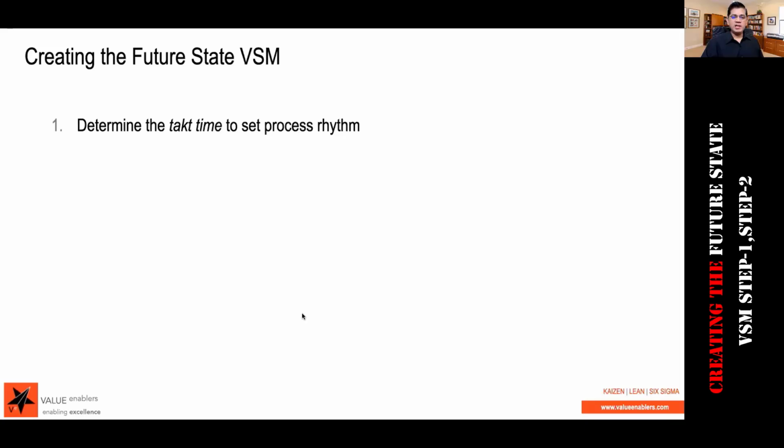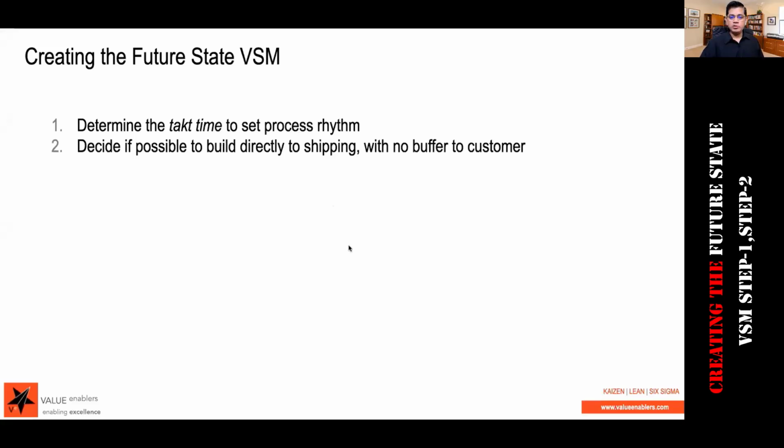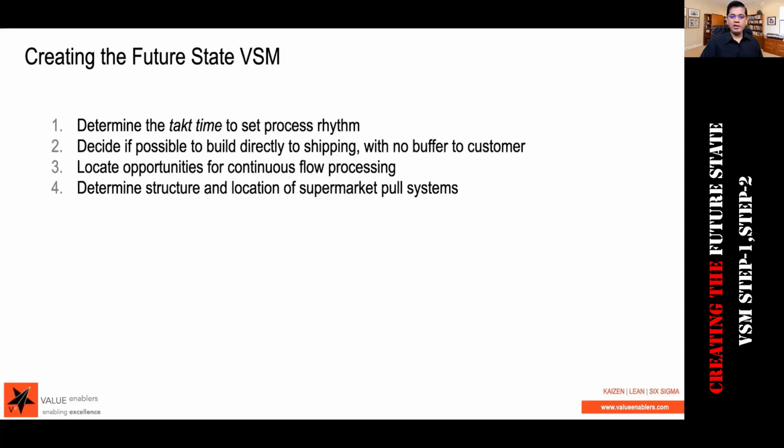Okay, so we said determine the takt time to set the rhythm of the process. Decide if possible to build directly to shipping. When you make a pizza, it is directly to shipping, right? Locate opportunities for continuous flow manufacturing. Determine structure and location of supermarket pull systems.